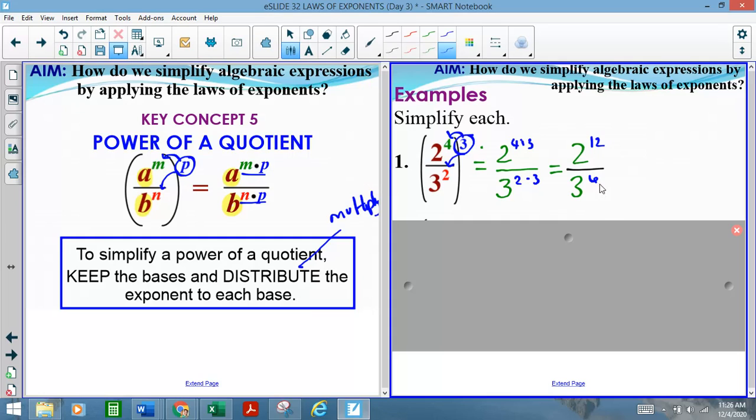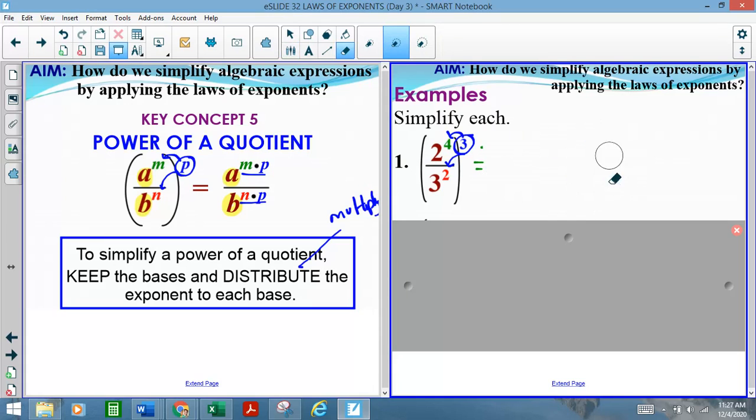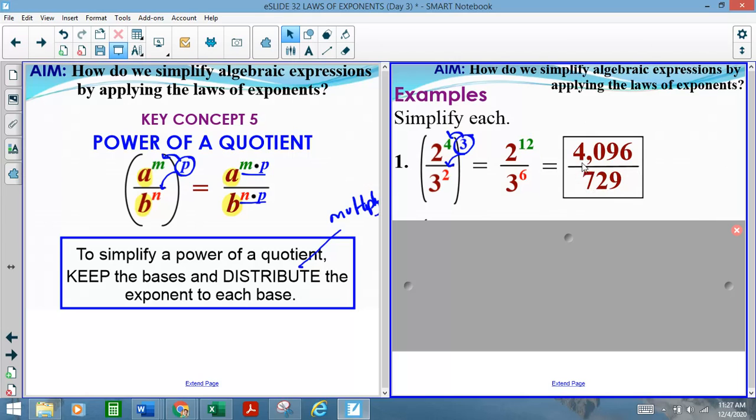Then we would go ahead and simplify further. So I'm going to go ahead and erase this because we have it populated in here already. So here's our 2 to the 12th power over our 3 to the 6th power. And if we use our calculators, we figured out that 2 to the 12th power is 4,096, and our 3 to the 6th power is 729. Let's look at our next example.